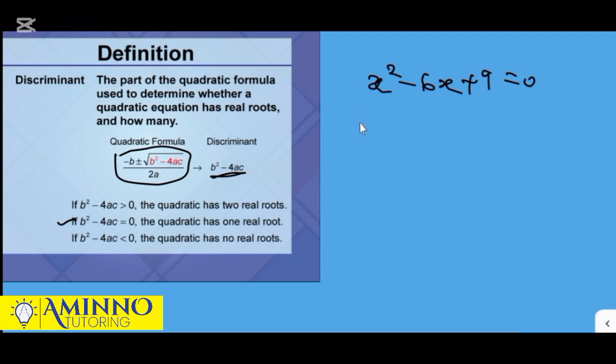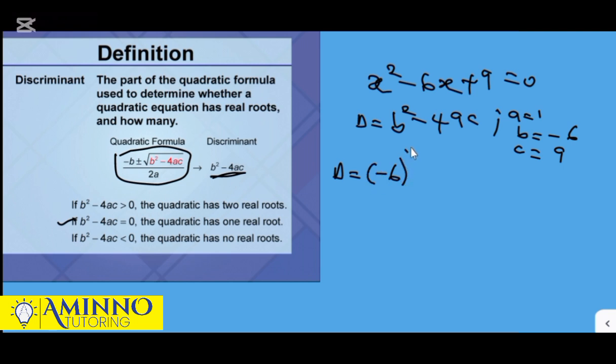Now, let's have our discriminant D equal to b squared minus 4ac. In this equation, our a is 1, our b is minus 6, and our c is 9. So let's substitute this inside the discriminant. D is equal to b squared, which is minus 6 squared, minus 4 times a, which is 1, times c, which is 9.